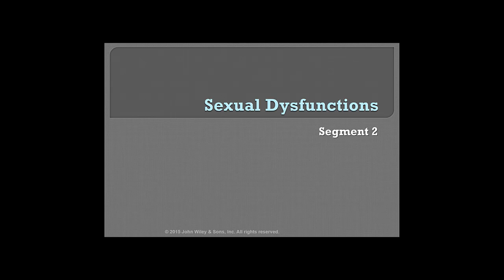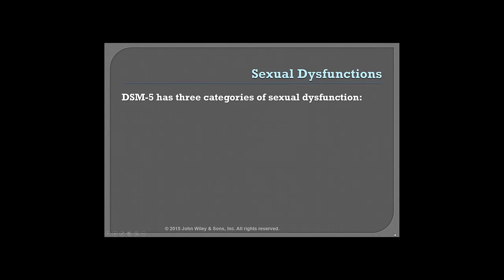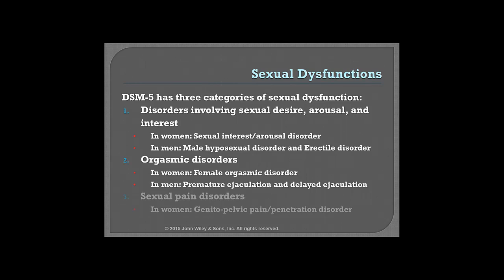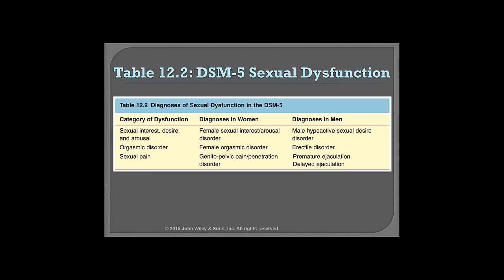I want you to first understand that the DSM has three primary categories of sexual dysfunction: disorders that involve desire, arousal, and interest, orgasmic disorders, and also sexual pain disorders. I want to draw your attention to this table, which does a really nice job of showing the three major categories of sexual dysfunction, and looking at each of those categories in men and women.